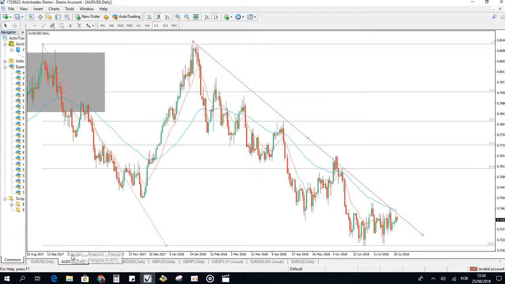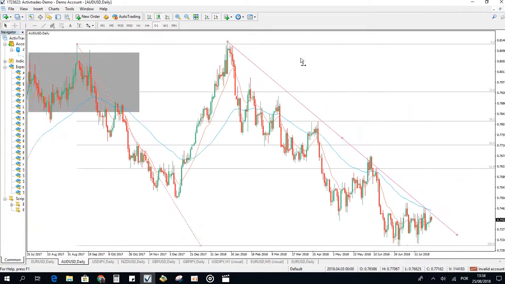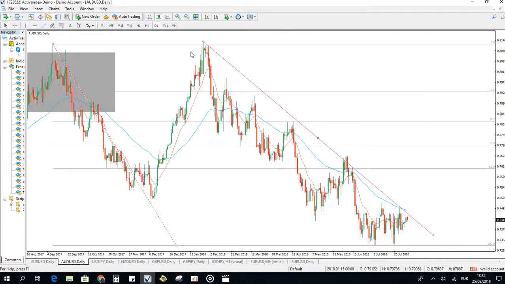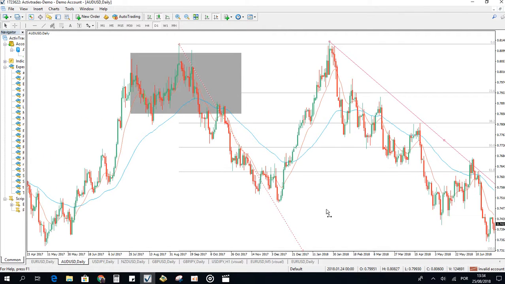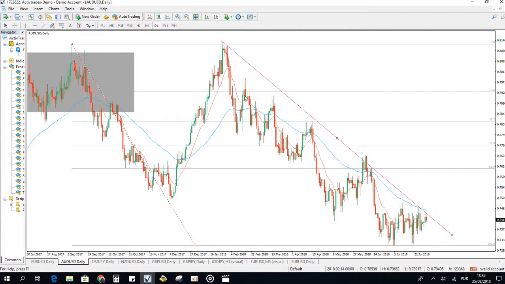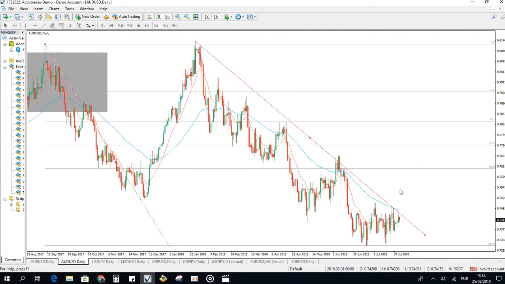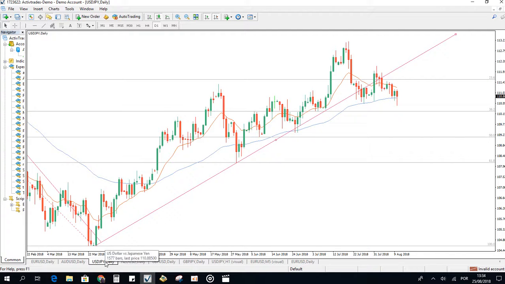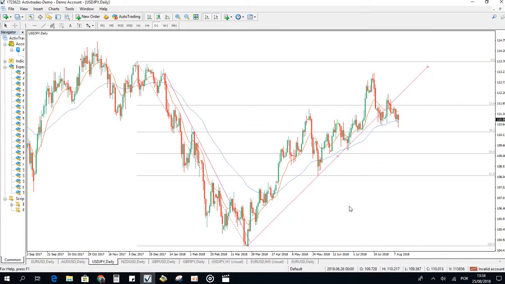For example, this is Australian dollar against American dollar. I use Fibonacci here, the same thing, and it allows me to see when the price can have some behavior when it's near that area. So by using Fibonacci, it's possible to see these different movements of the price. In practically all of the charts I use Fibonacci like this.